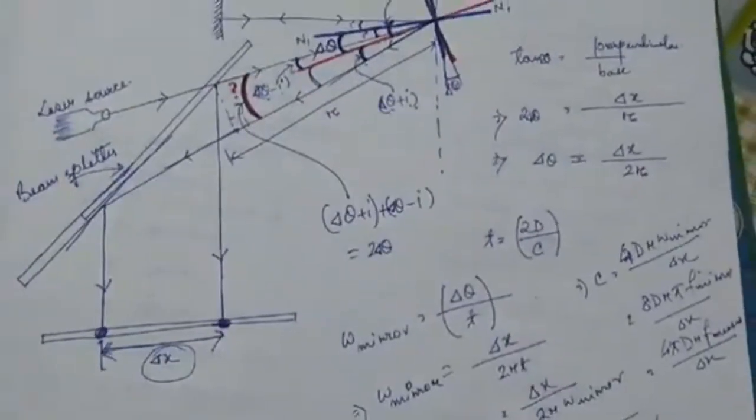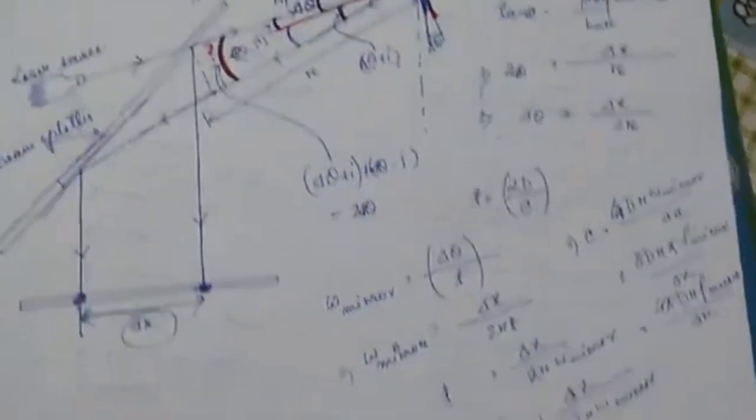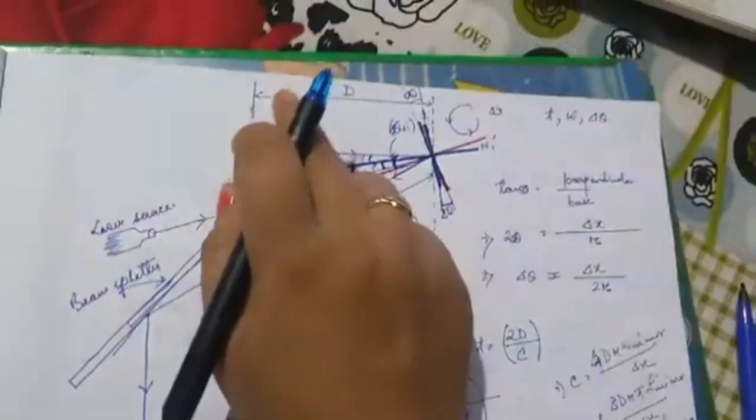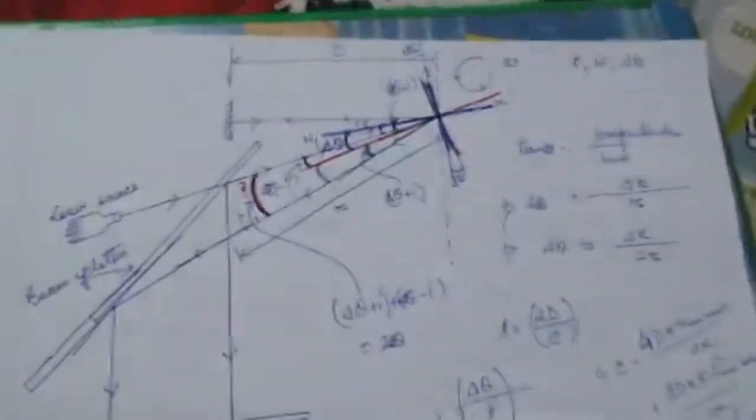Alright, now let us look into the derivation. Okay, what was done here? Let us consider that the distance between the fixed mirror and the rotating mirror is given by d. Okay, so what do we have now?